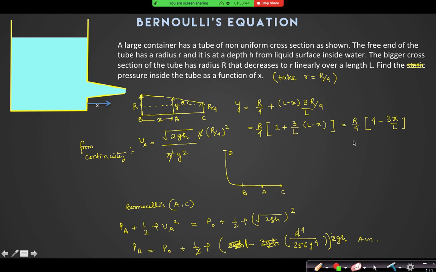You have to put the value of y, and you will find the value. Yes, that function is the main thing. We have to take it in terms of x. You can also do that from here. P at A is equal to P naught plus rho gh into (1 minus 1 by (4 minus 3x by L) whole power 4). I think that will be your answer. The 256 will get cancelled out, because y also has r by 4 to the power 4, so it will get cancelled out.